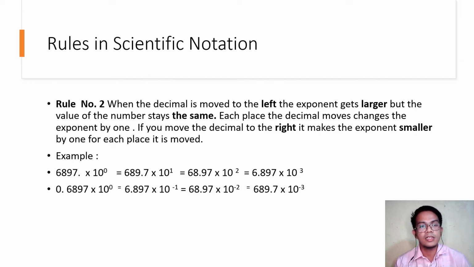Rule number 2, when the decimal is moved to the left, the exponent gets larger, but the value of the number stays the same. Each place the decimal moves changes the exponent by 1. If you move the decimal to the right, it makes the exponent smaller by 1 for each place it is moved. For example, 6897 times 10 raised to 0 is equal to 689.7 times 10 raised to 1, or 68.97 times 10 raised to 2, or 6.897 times 10 raised to 3.